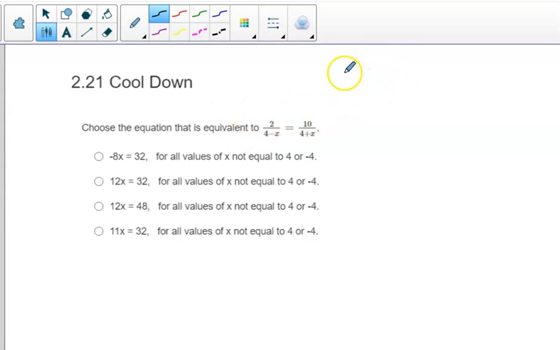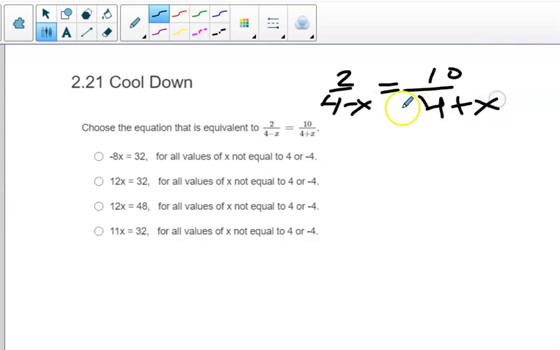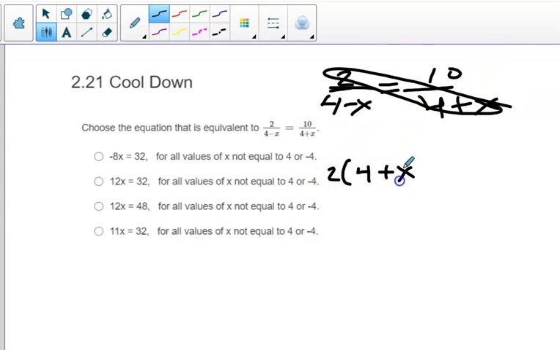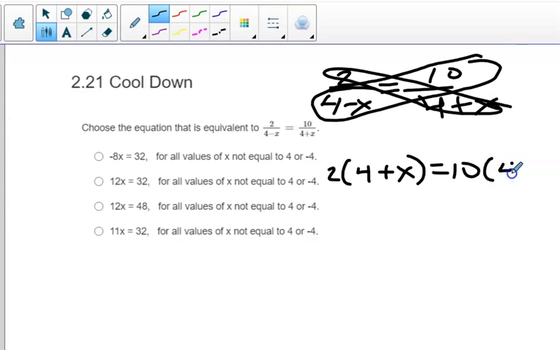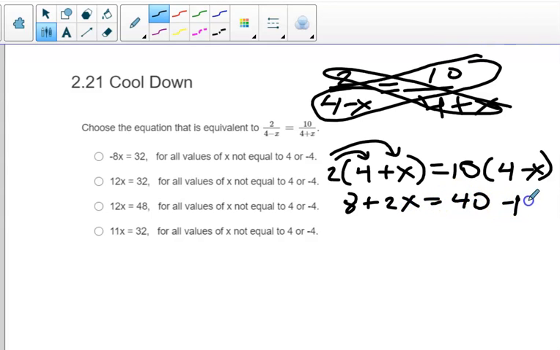So if I take this equation, 2 over 4 minus x, if I try to solve this, I'm going to use this strategy here, which is not the only strategy, but this is one strategy. I'm going to multiply like this. This ensures that there's no more fractions to deal with. Now you just got to distribute. So this would be 8 plus 2x equals 40 minus 10x.